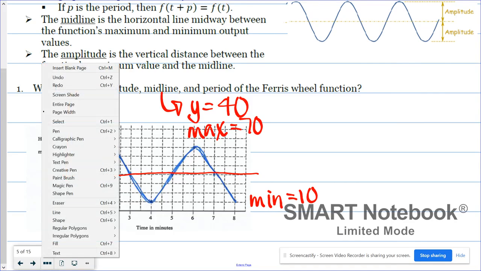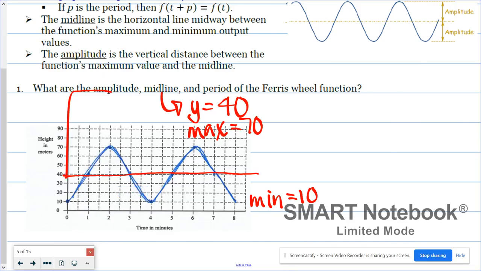Now my amplitude, they said up above, is the vertical distance between the function's maximum value and the midline. So if I were to look at the vertical distance between the maximum value and the midline, I'm going from 70 to 40, and that's 30. So I have an amplitude of 30.